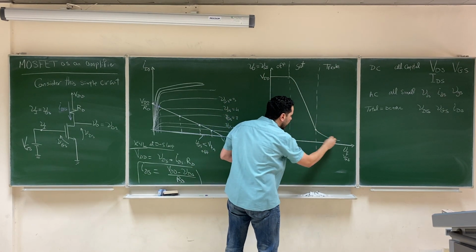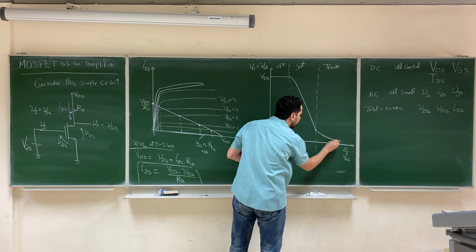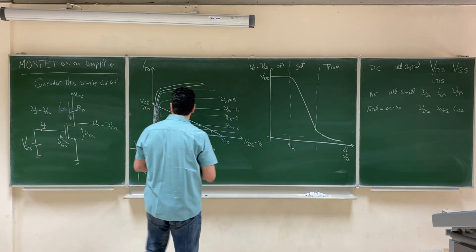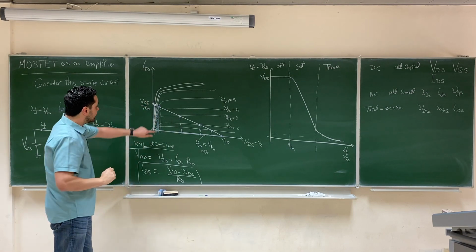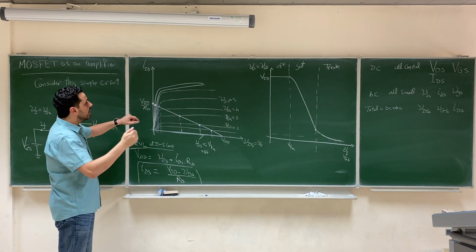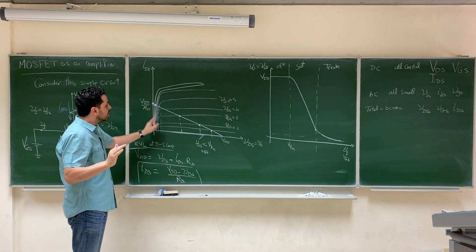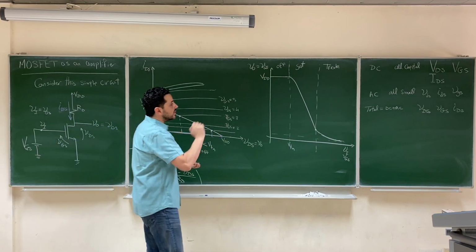It will start to decrease with a limited amount until it will reach a certain value, and it will stop decreasing. The output will stop decreasing anymore. Even if you increase VGS more, that's it. The output will be approximately the same value. And this is what we call the triode region.